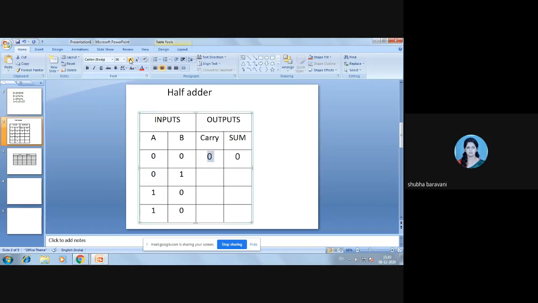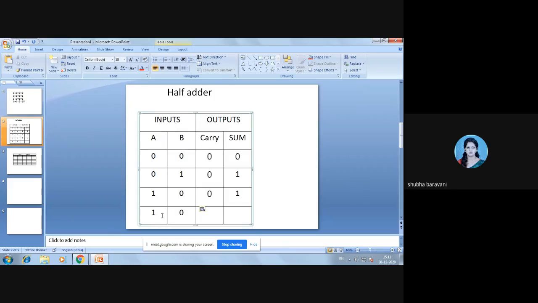Now, what is 0 plus 1? 1. Sum 1, carry 0. Yes. So your sum is 1 and there is no carry involved. So my carry is 0. Similarly, what is 1 plus 0? 1, carry 0. Sum is 1 and carry would be 0.